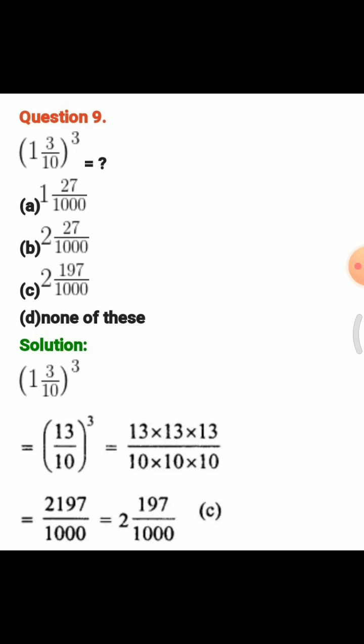Next, question number 9. 1 whole 3 by 10, the whole cubed. What is the answer? 10 1s are 10, 10 3s are 13, so 13 by 10. You multiply 13 three times: 13 times 13 times 13, and 10 times 10 times 10. 13 13s are 169, 169 13s are 2197 by 1000. After that you convert it into a mixed fraction. The answer will be 2 whole 197 by 1000, which means option C is right.